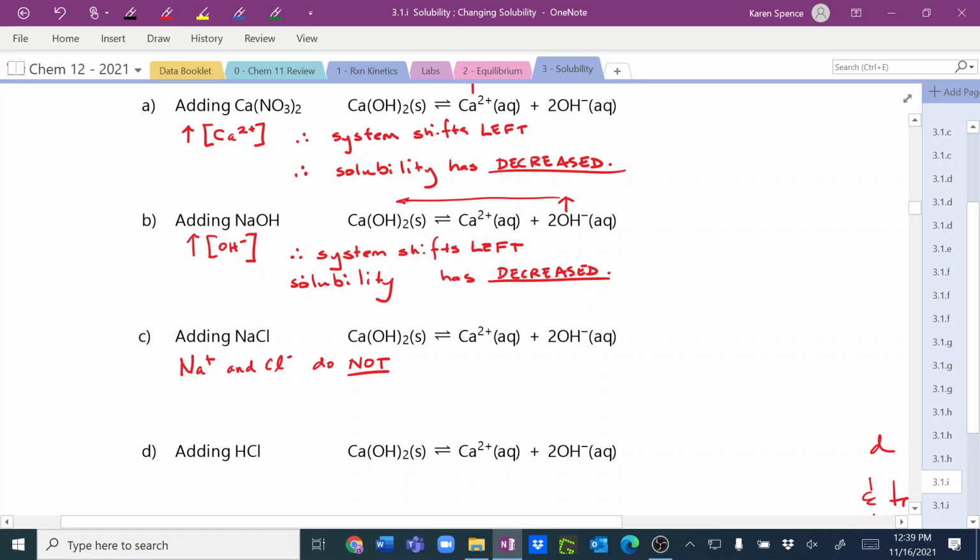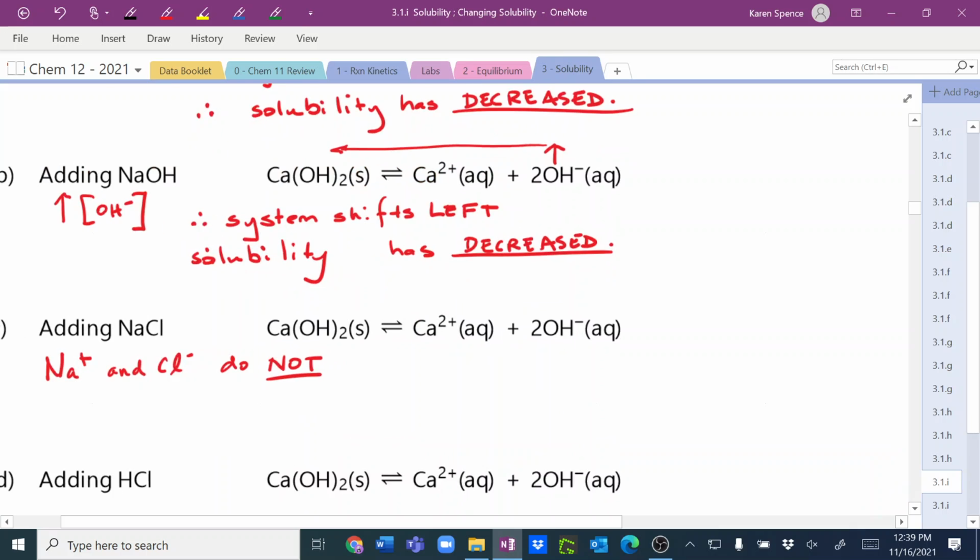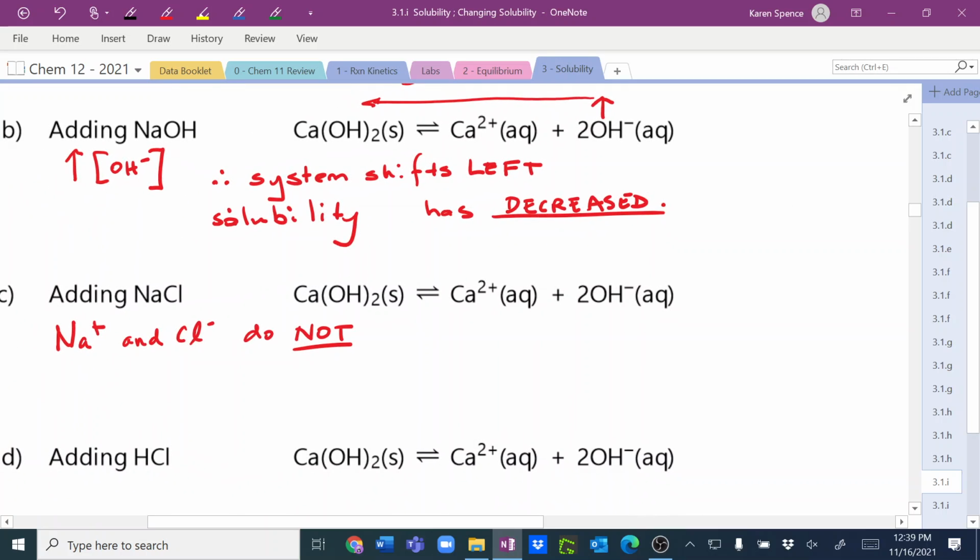So if you add sodium chloride to this equilibrium system of calcium hydroxide, what do sodium and chloride not do? We only got halfway through the sentence. They do not react. And therefore, is there any shifting? Therefore, no shifting. Therefore, the solubility does not change.